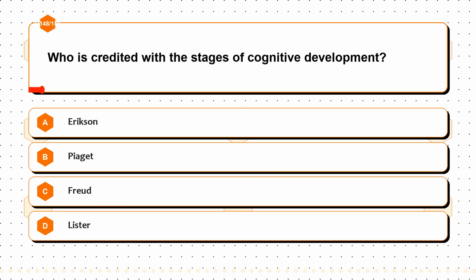Question 148. Who is credited with the stages of cognitive development? Here are the options. Option A. Erikson. Option B. Piaget. Option C. Freud. Option D. Lister.